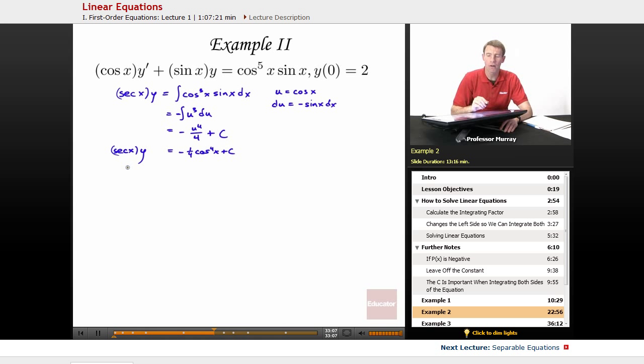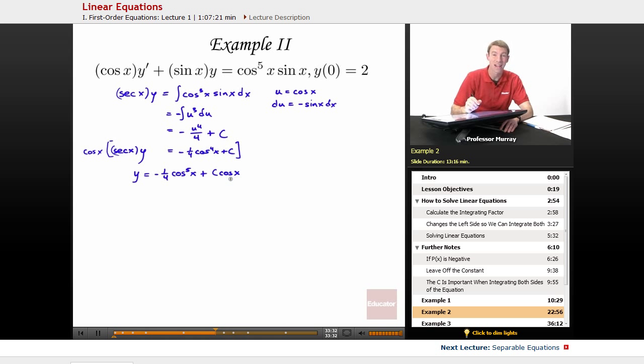Now I want to solve for y, so I'm going to divide both sides by secant x. That's the same as multiplying by cosine x. So I'll multiply both sides by cosine x to cancel off my secant. And so on the left I'll just get y. On the right I'll get negative 1/4 cosine to the fifth x, plus c times cosine x.